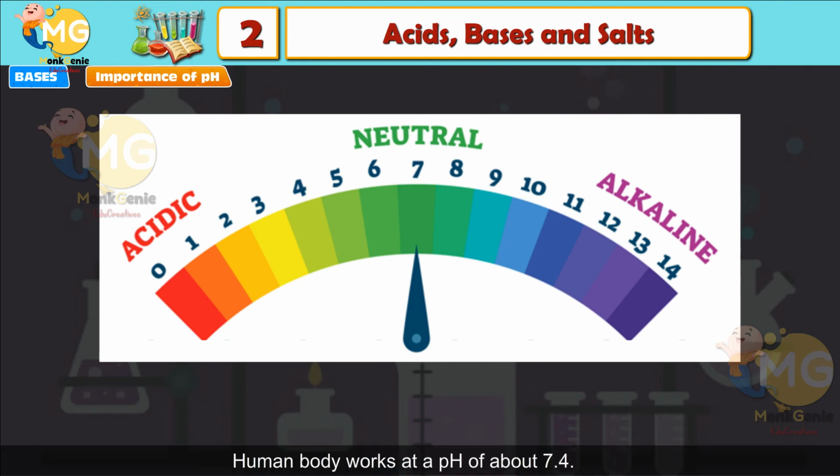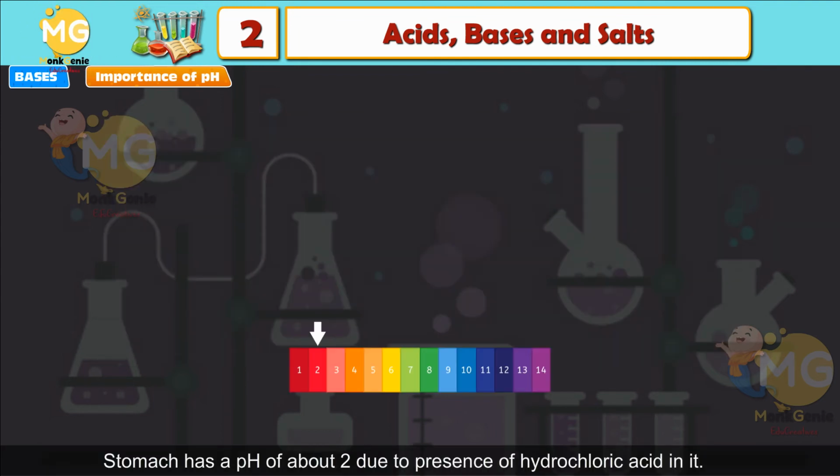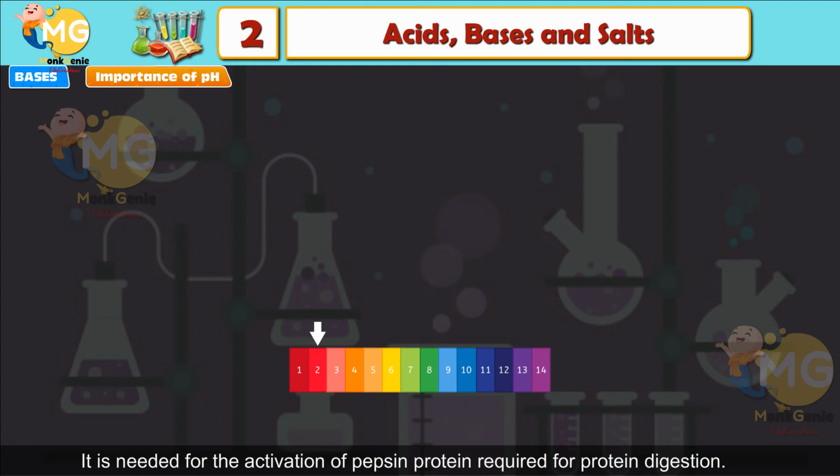Importance of pH. The human body works at a pH of about 7.4. The stomach has a pH of about 2 due to the presence of hydrochloric acid in it. It is needed for the activation of pepsin, the protein required for protein digestion.